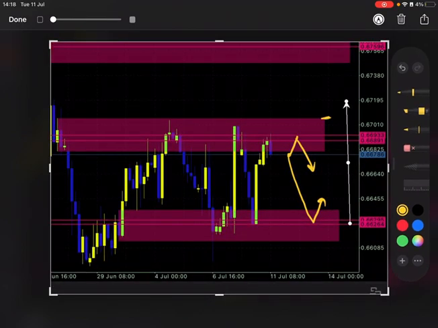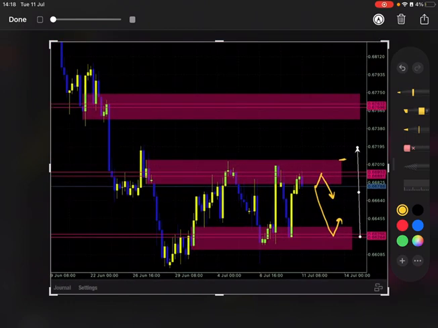If H4 decides to shoot up and break our zone over here, then we have another sell zone up top, which is an EFEG sell, if it breaks like this.